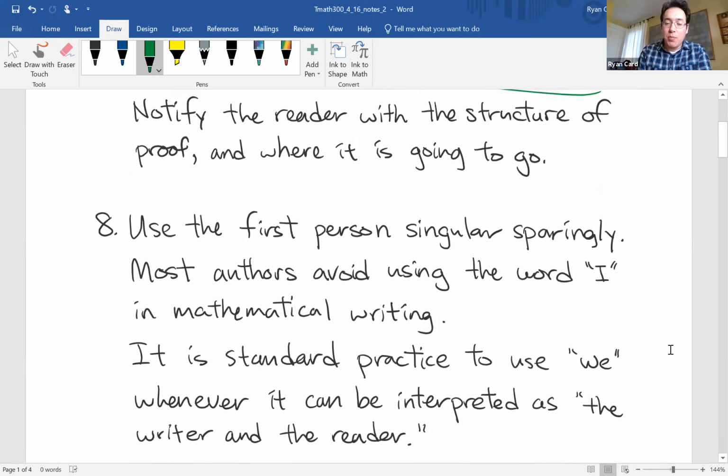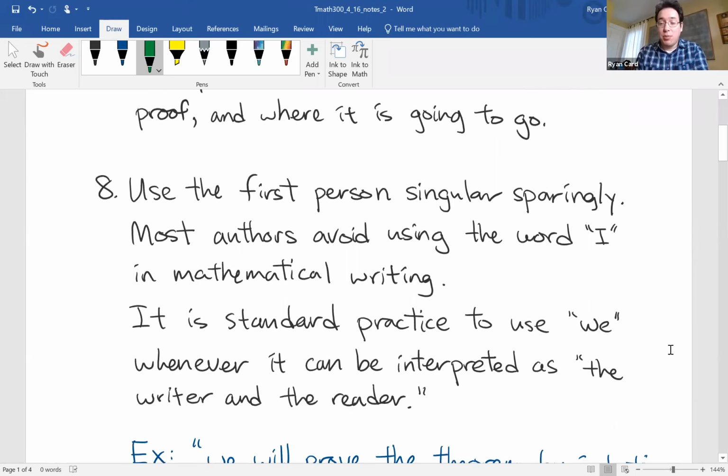Another thing that you might have known, or maybe you might not have heard before, when you're doing mathematical writing, you don't use first person singular. So you try to avoid words like I or me when writing in mathematics, even if you're the only author for the paper. So what to do is use we whenever you could interpret it as the writer and the reader.